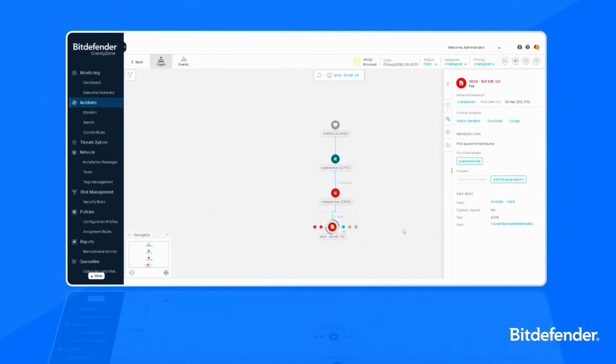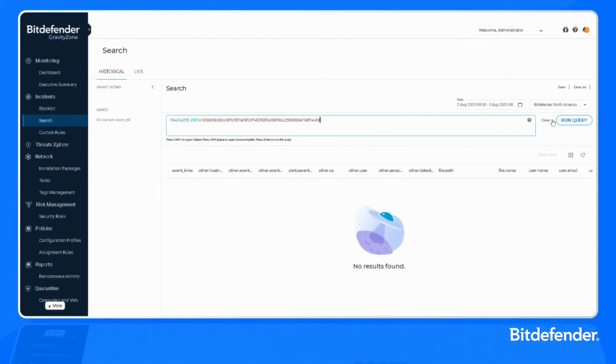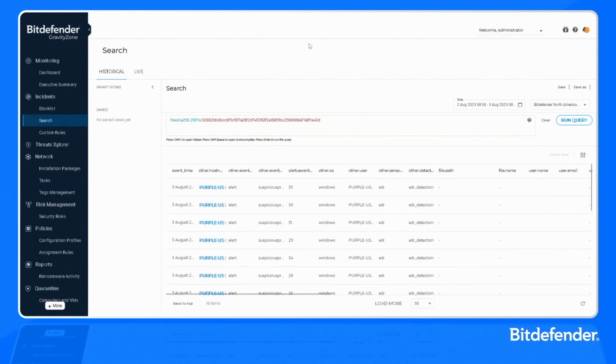The entire attack is laid out step by step to reveal the specific actions that make it suspicious, the impacted endpoints, and most importantly, our recommended immediate responses for stopping the attack. But you can also proactively jump in before an attack is detected to look for potential threats.